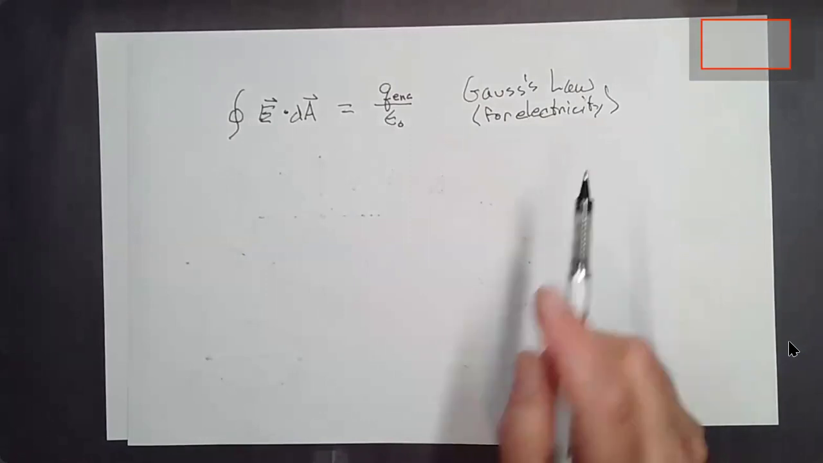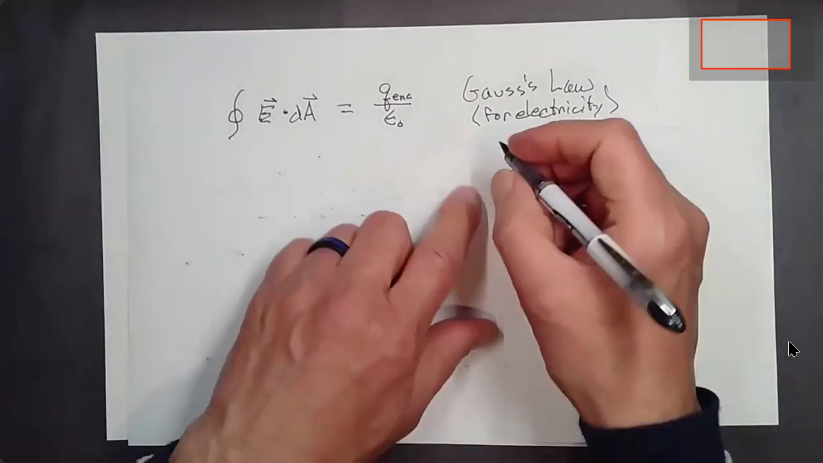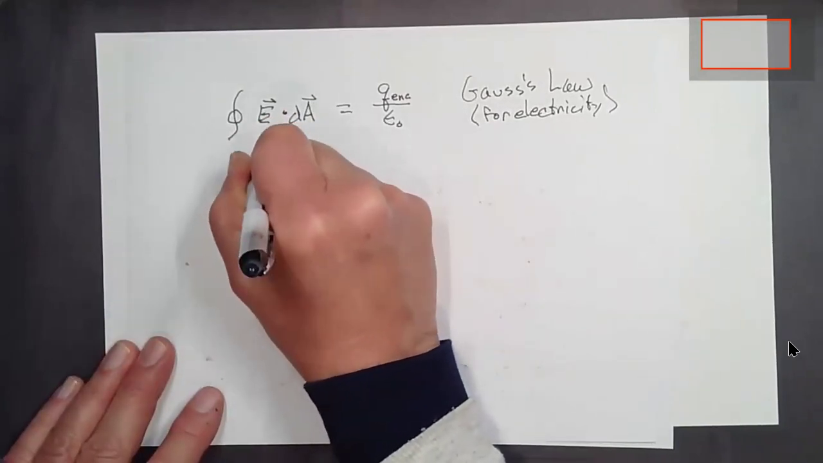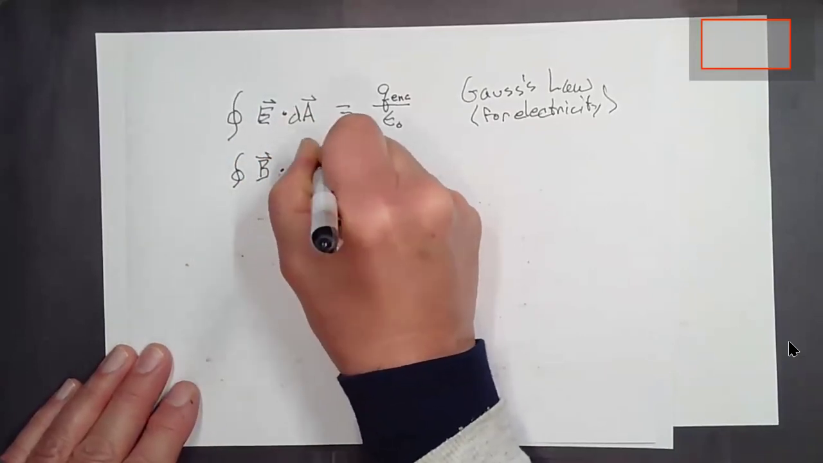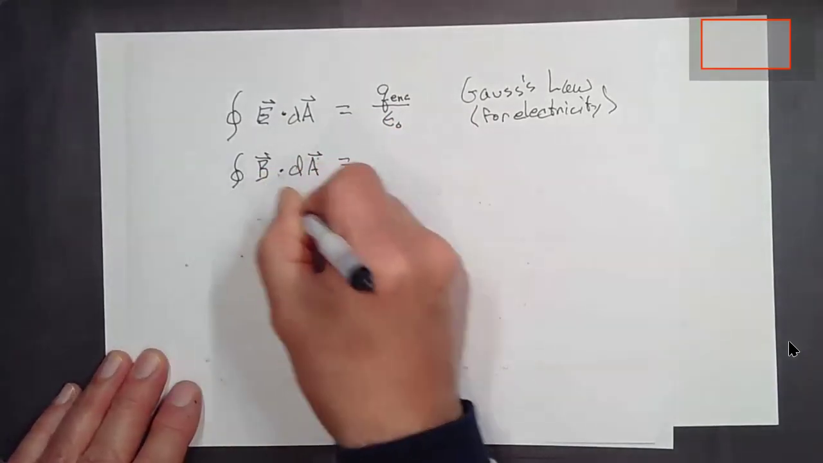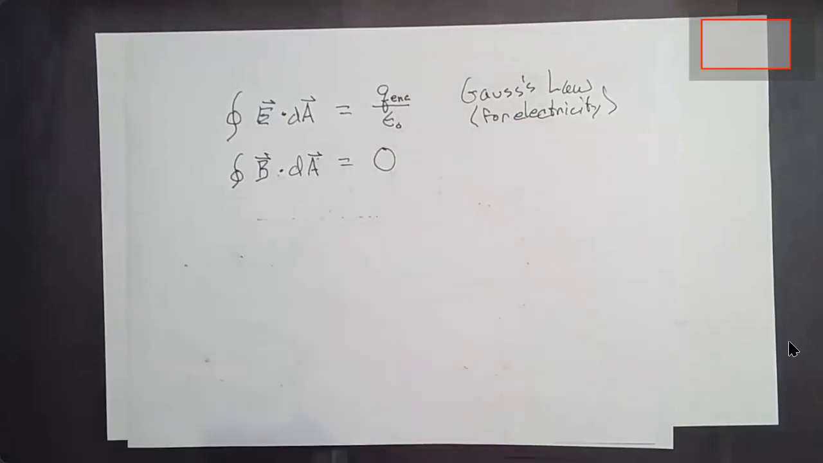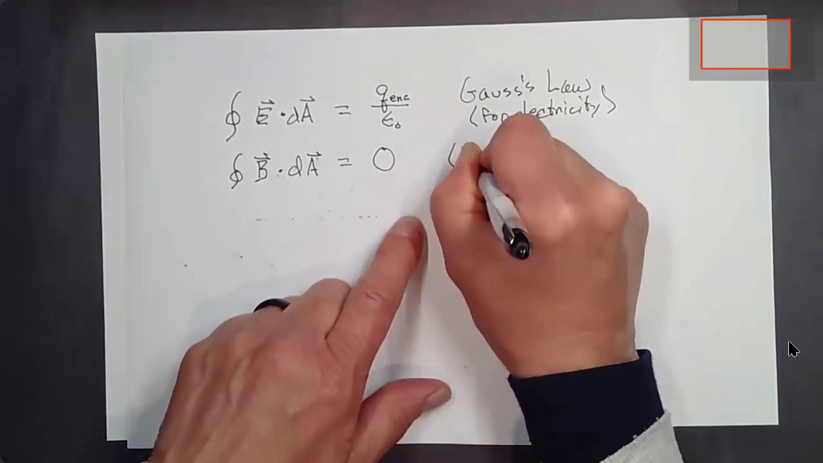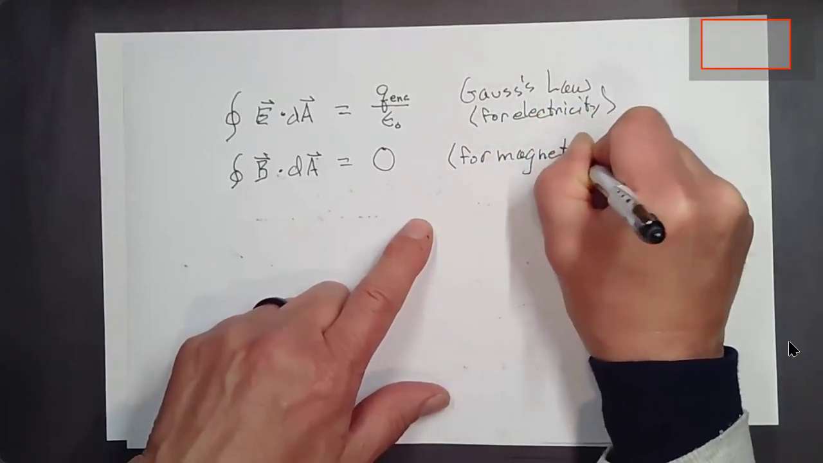There's also a Gauss's law for magnetism, which we don't usually bother to study in this class, but I'll go ahead and write it for magnetism. We use the letter B to denote a magnetic field. And for magnetism, we have the integral of B dot dA over a closed surface. It's even easier, it's equal to 0. Whoa. So that's the one for magnetism. And there's a reason for that.